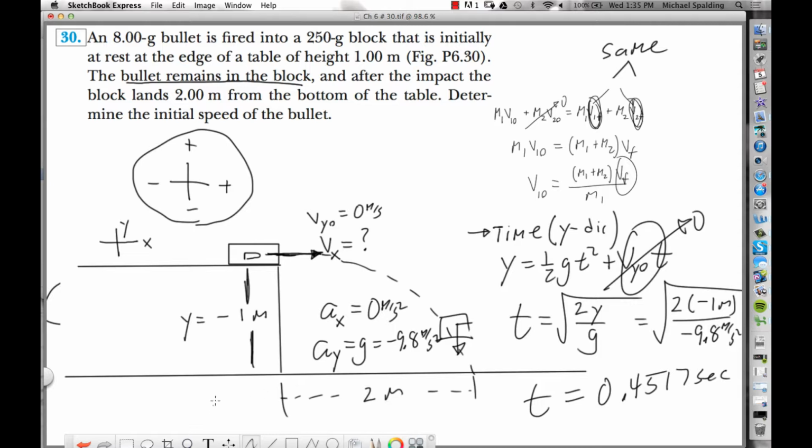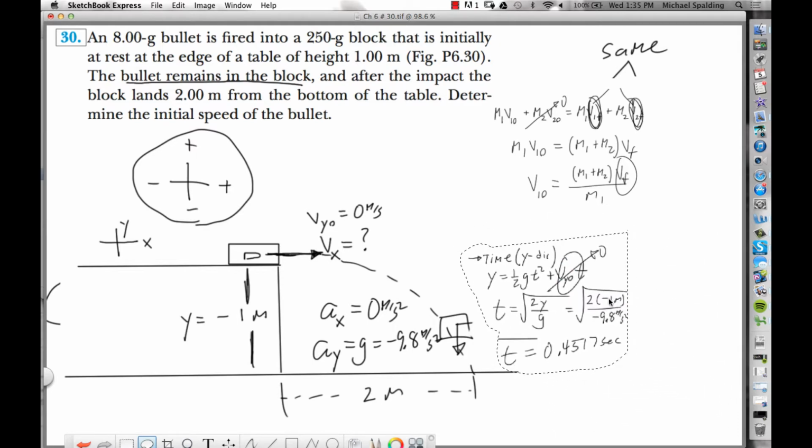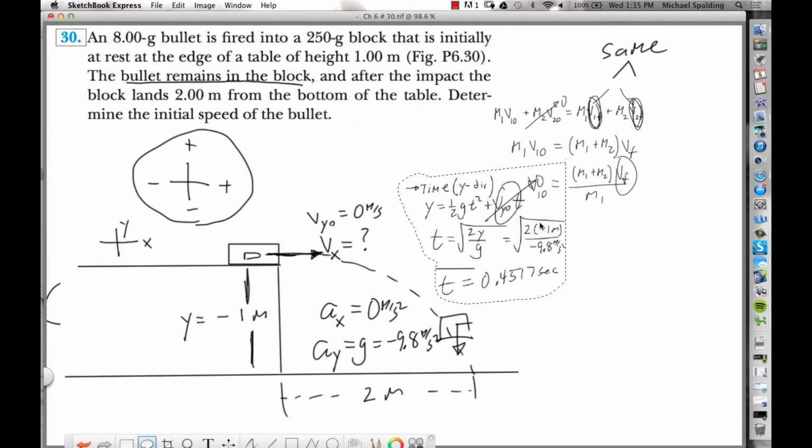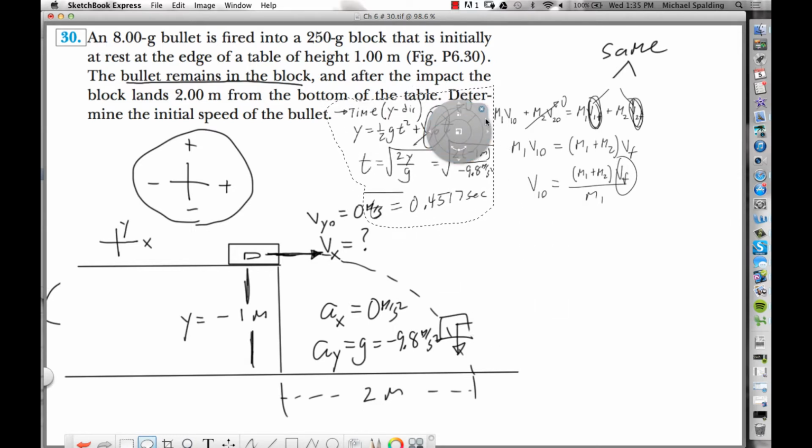So now that we have the time, we can solve for Vx, the initial x velocity. Yo. You have a question? So we'll stick that there.